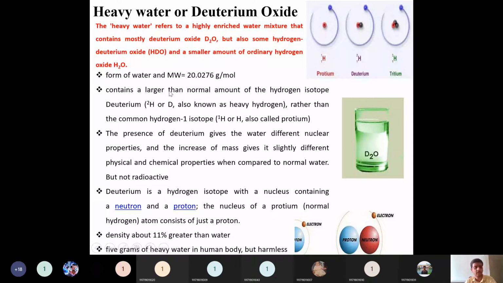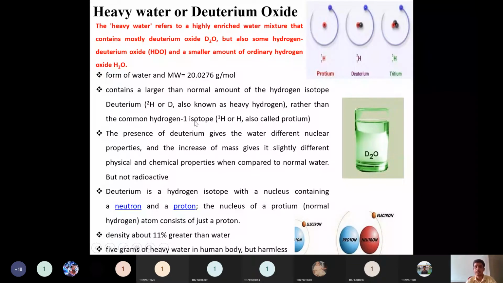There are many advantages also to producing this deuterium oxide, which is called heavy water, compared to normal water. It contains a larger than normal amount of the hydrogen isotope called deuterium, also known as heavy hydrogen.